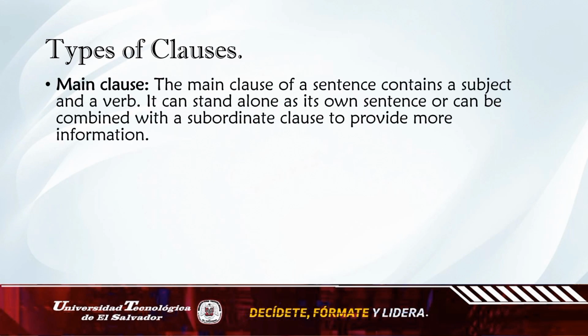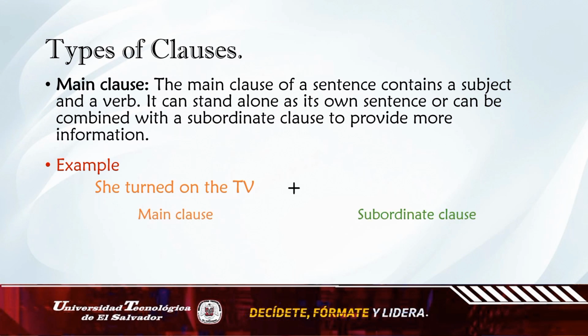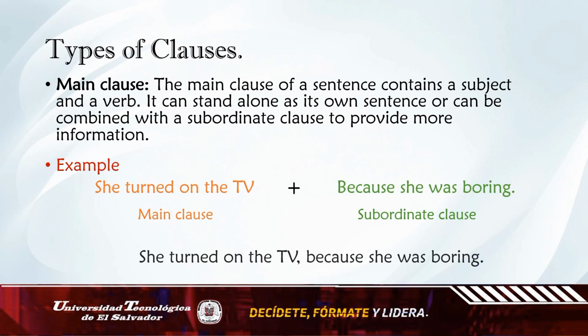First, main clause. The main clause of a sentence contains a subject and a verb. It can stand alone as its own sentence or can be combined with a subordinate clause to provide more information. For example, a simple main clause could be, "She turned on the TV." But if we want to add more information, we combine a subordinate clause and add, "because she was bored." And the sentence would be, "She turned on the TV because she was bored."